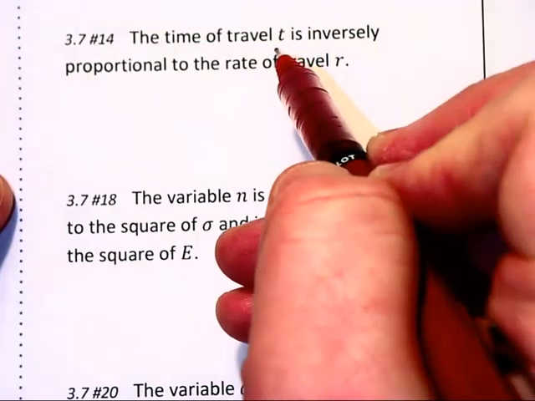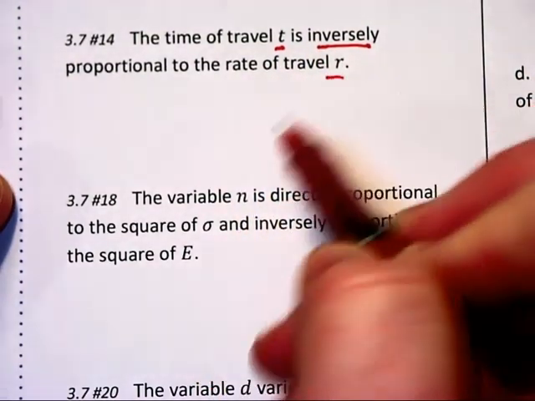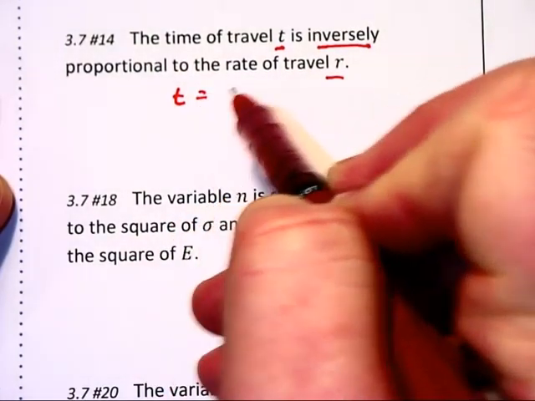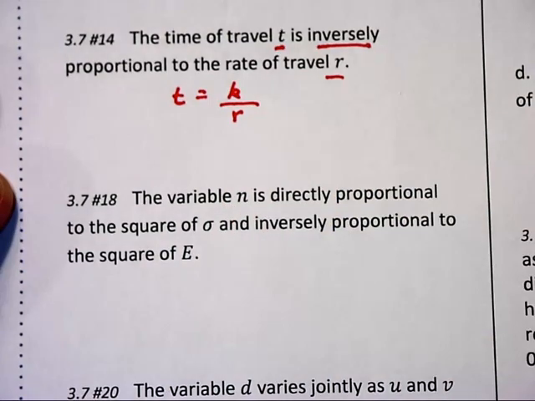The amount of time t is inversely proportional to the rate r. So t will equal k over r. It's the word inversely that gives us this fraction.